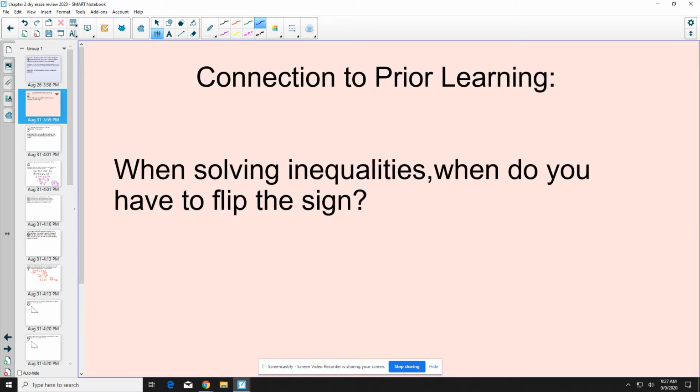First thing we need to remember is, when do we have to flip the sign when solving inequalities? Yes, when you multiply or divide by a negative. Remember, as you solve today, your variable needs to come first in your final answer.